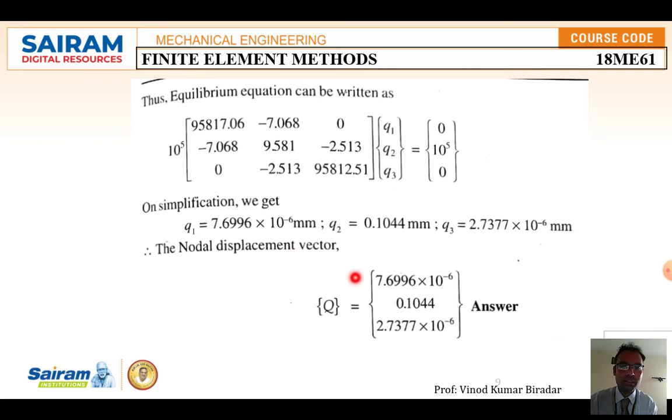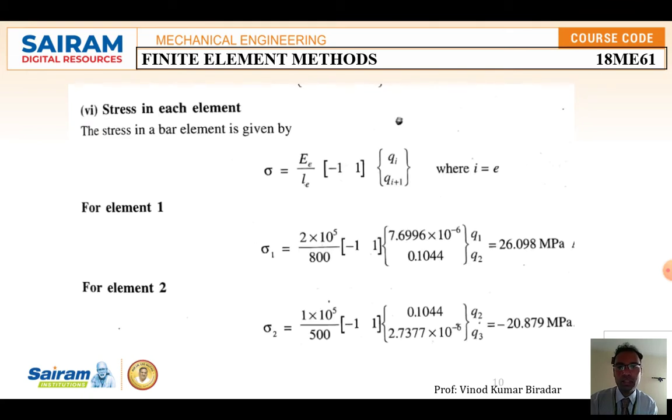Okay, so these are the displacements for the given bar. You have to write it in matrix fashion, that is q1, q2, q3. q1 is equal to 7.699 into 10 to the power of minus 6, q2 is equal to 0.1044 and q3 is equal to 2.73 into 10 to the power of minus 6. These are the displacements. Similarly, calculate the stress in each element. The remaining procedure is the same.